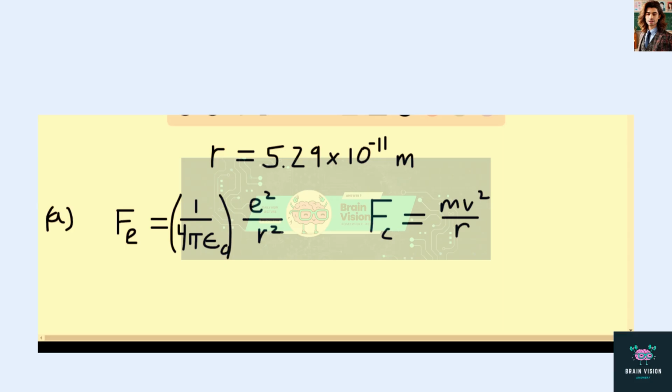Considering a hydrogen atom in the ground state, we want to find the orbital speed. So the radius that I'm going to be using, r, is Bohr's radius. It's 5.29 times 10 to the minus 11 meters.